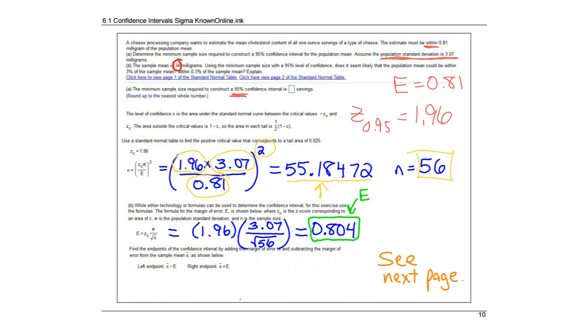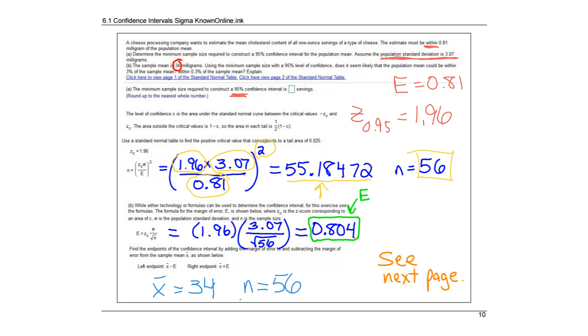So now they're going to change it up on me a little bit. They tell me that the sample mean is 34. Okay, so the sample mean is 34, and they want me to find, what do they want me to find? Using the minimum sample size that we already found. So we're going to use N equals 56. Does it seem likely that the population mean could be within 3% of the sample mean?